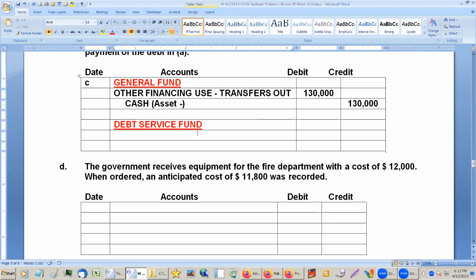Okay. Now, the debt service fund will be getting the cash. What are they going to have on their books? Instead of other financing use, they'll have other financing source. Transfers in.